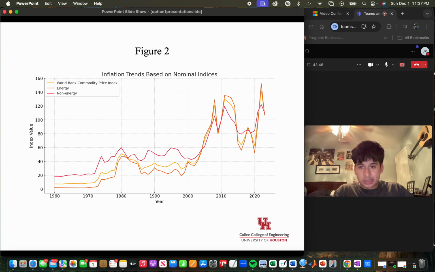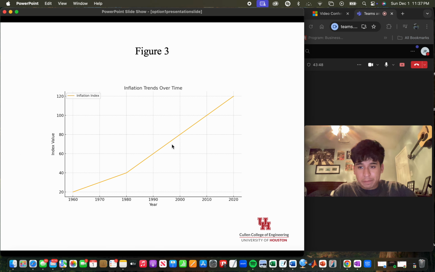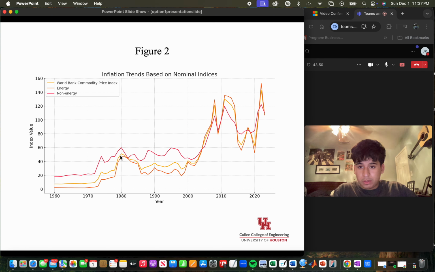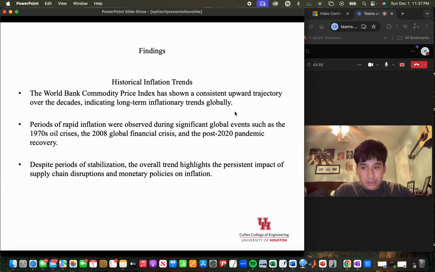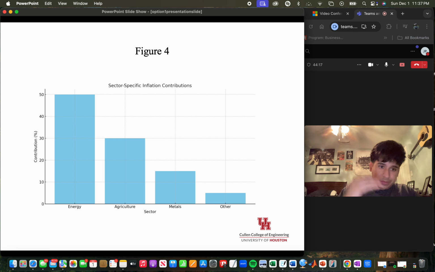So let me just go back to figure 2. You can see those affected the price index. And then periods of stabilization, when the governments try stabilizing after that volatile market, it highlights that as well. And it shows how they tried to do that, but it was just damage control. It does stabilize for a little, but then it continues on that pattern.